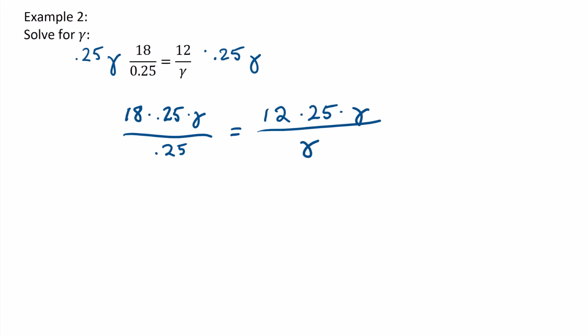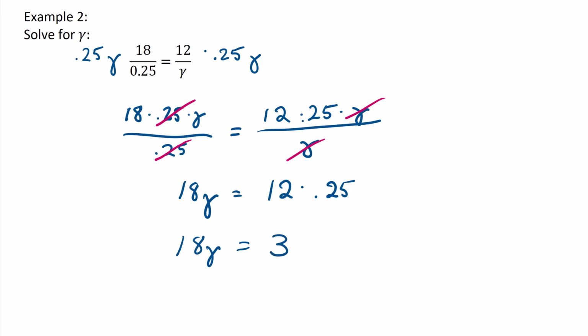And now I can reduce out the common factors. On the left, I have a common 0.25, and on the right, I have a common gamma. And now I'll rewrite it. 18 gamma is equal to 12 times 0.25. Now, remember, 0.25 is the same as 1/4. So if I were to divide 12 into 4 equal parts, that would be equivalent to 3. So I have 18 gamma equals 3.